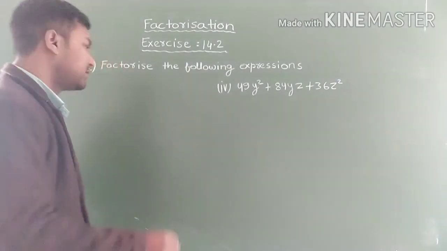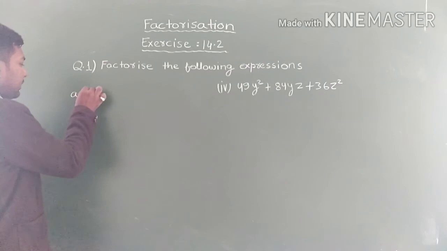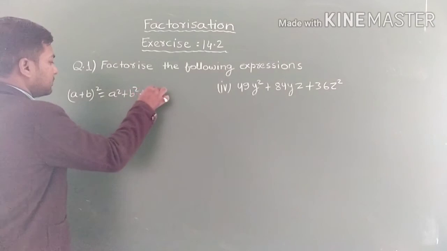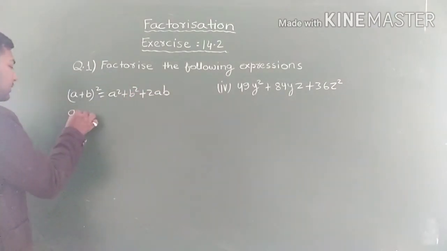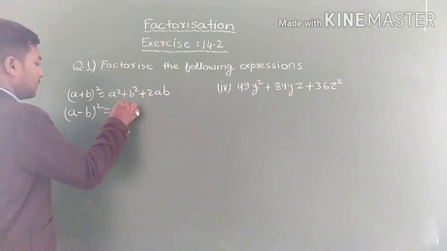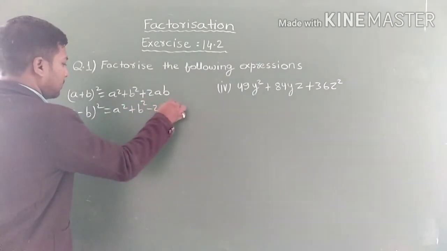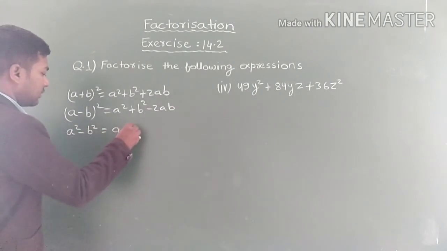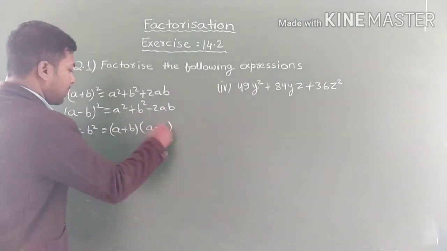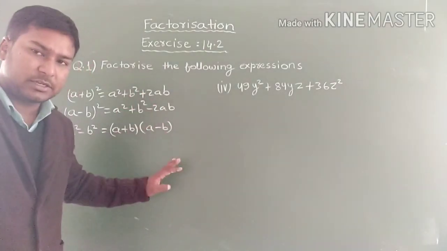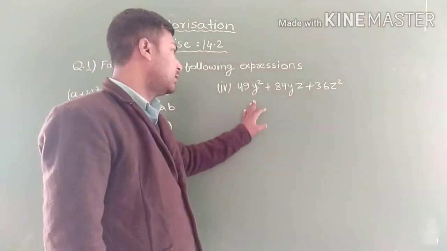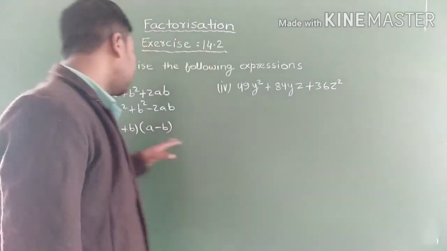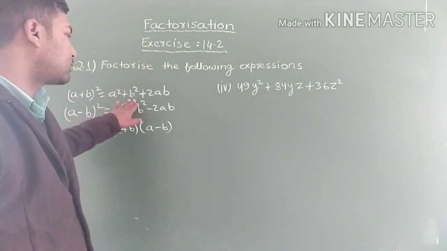You know the formulas. First, a plus b whole square is a square plus b square plus 2ab. Second, a minus b whole square. And the last one, a square minus b square. These three formulas are used in this exercise. So in this question, 49y square and 36z square, we can make a square plus b square.